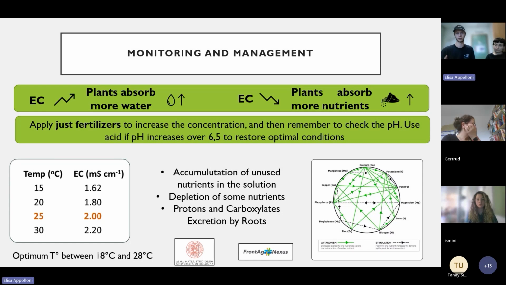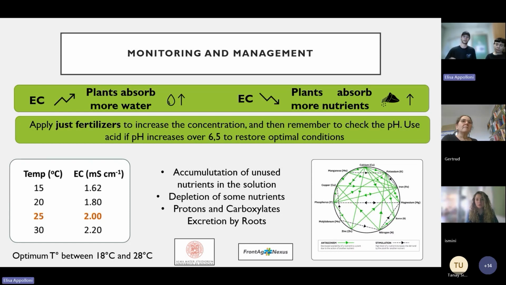Another factor, which I want to underline because it's very important, is that it's almost impossible to realize a perfect nutrient solution that is stable in time and that has exactly what the plants need. Also because the plant, during its growth, changes its requirements. And so it may happen that there is an accumulation of unused nutrients inside the nutrient solution, or the opposite, a depletion of some nutrients which are completely missing.